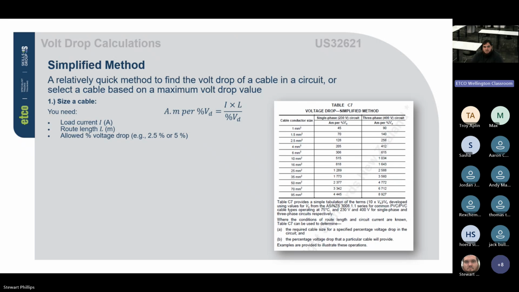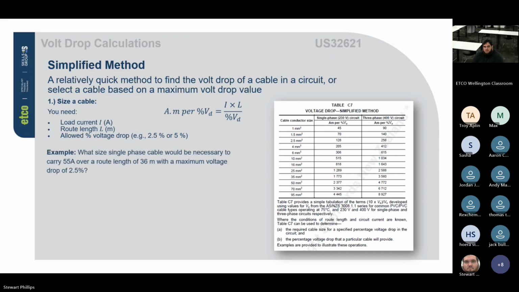Cool. So to size a cable, we need the load current, we need the length, and the allowed percentage of volt drop, e.g. 2.5% or 5%. So what size single phase cable would be necessary to carry 55 amps over a route length of 36 meters with a maximum voltage drop of 2.5%?